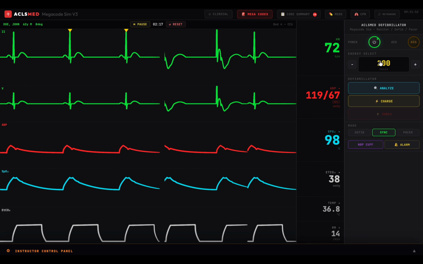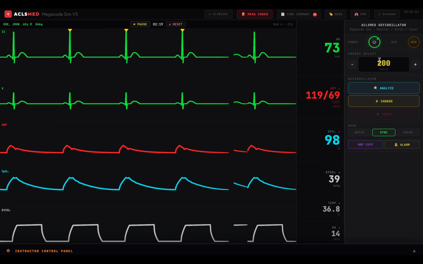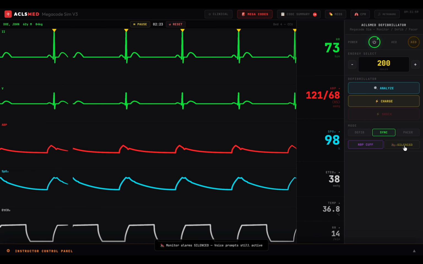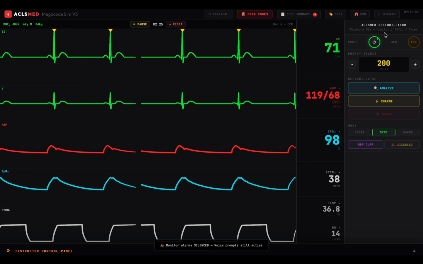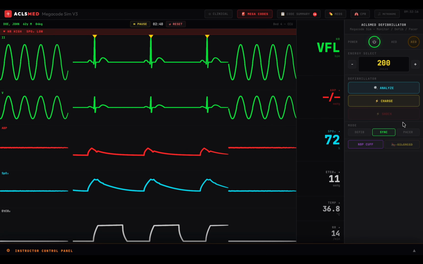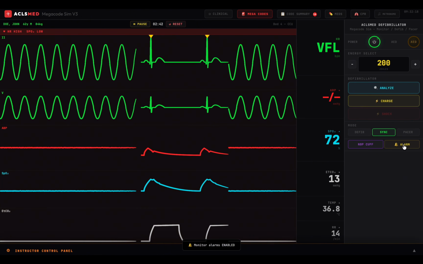We built this because we've been on the other side of that monitor. 18 years of critical care, and we know the difference between someone who studied the algorithm and someone who practiced it. Most training apps feel like studying for a test. This feels like being in the code.